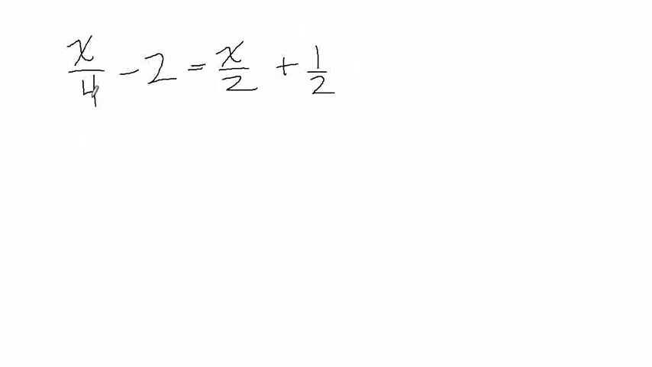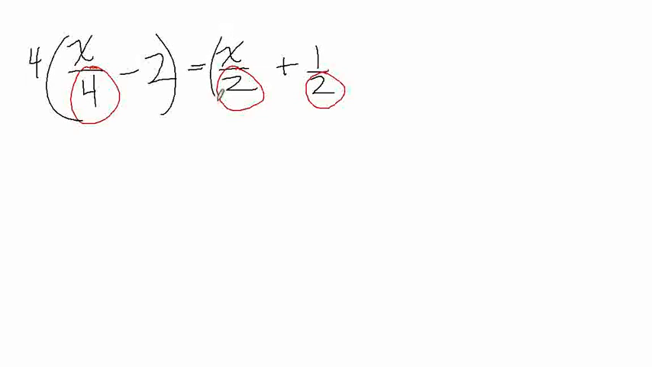All right? Looking at the three denominators, I'll go ahead and circle them. You should be able to see that the least common denominator is 4. So therefore, I'm going to multiply both sides by 4. And we know from algebra that we are allowed to multiply both sides by the same thing. Okay, and now I'm going to distribute the 4 into the binomial. So 4 times x over 4 gives x, and then 4 times minus 2 gives minus 8. And then 4 times x over 2 gives 2x. And then 1/2 times 4 gives 2.